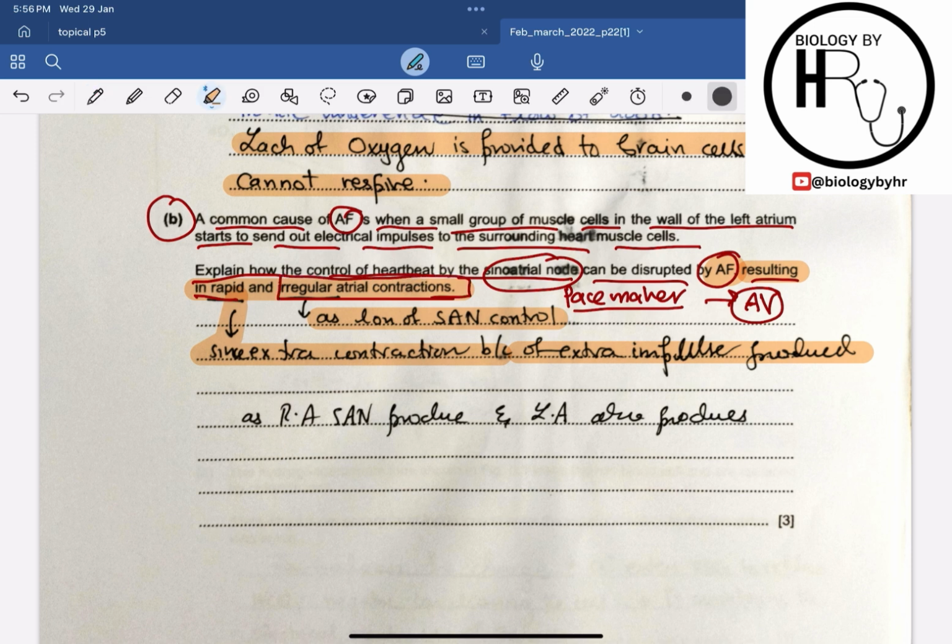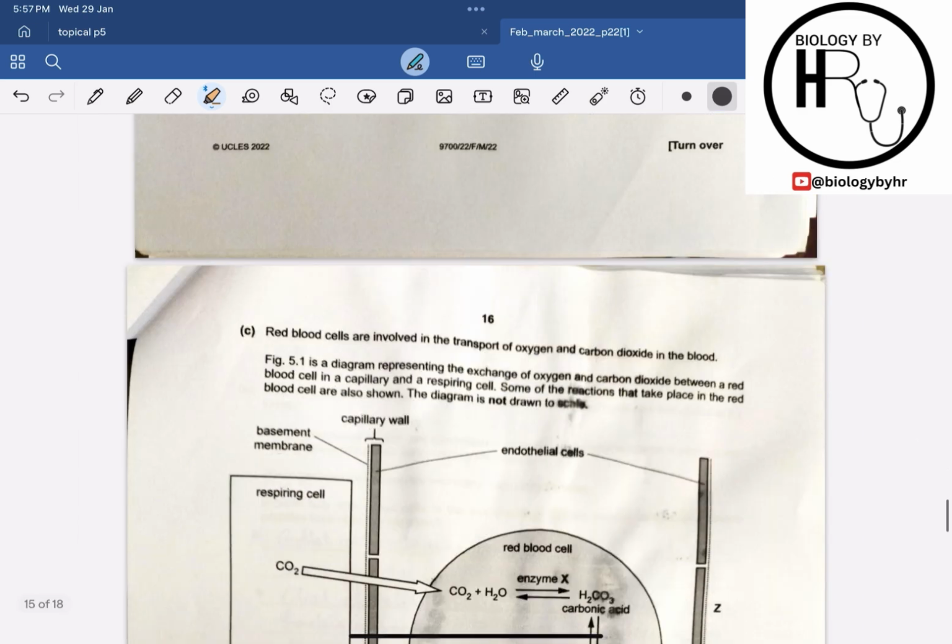And they are specifically talking about the left atrium over here. We know that the sinoatrial node is present in the right atrium. As the right atrium and left atrium contract together, the impulse from the sinoatrial node makes the left atrium also contract, right, because both atria contract together. So this can be the answer of part B over here.